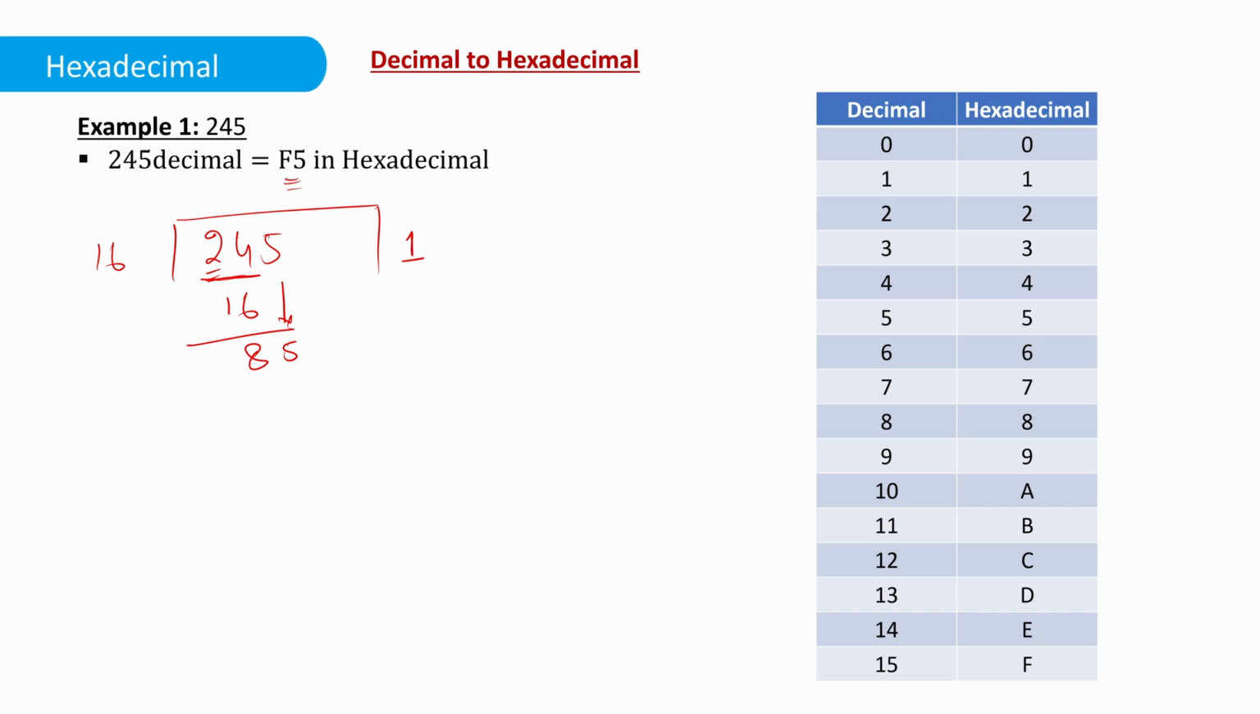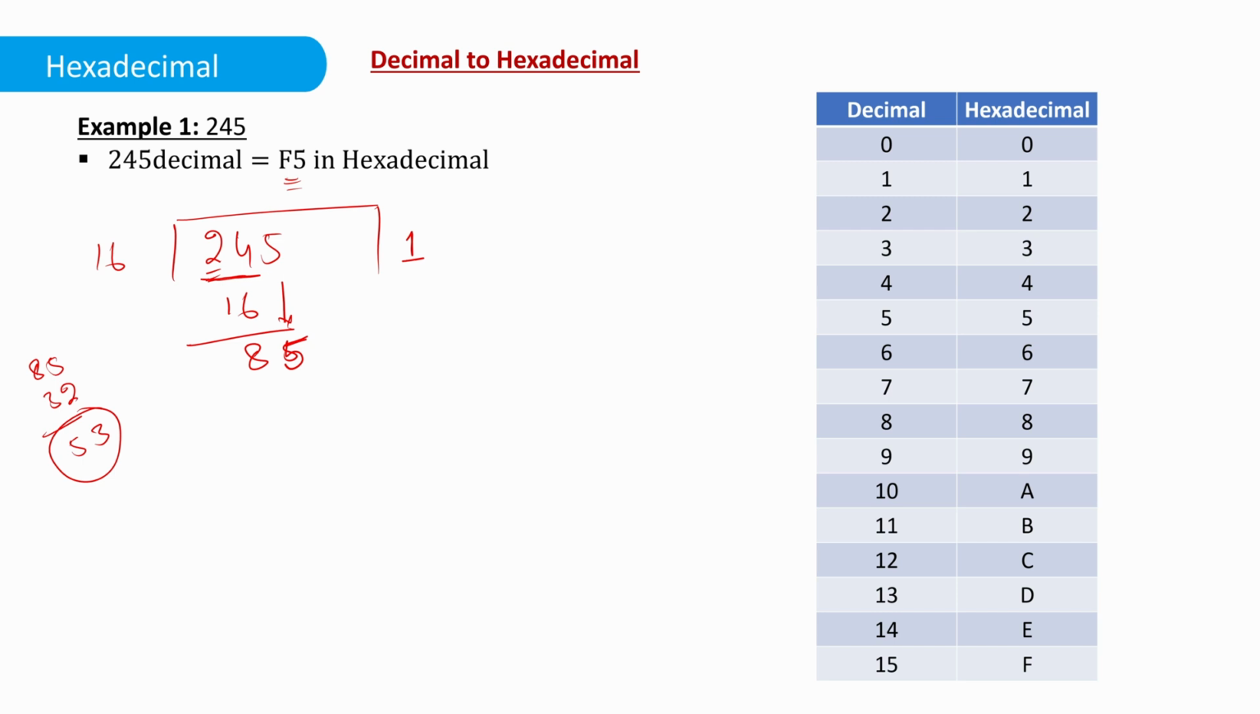What is the next step? Now I'm going to multiply this 16 with another digit to obtain the closest value to this 85. If I do 16 times 2, this will be 32, right? So 85 minus 32 will be 53. This value is still larger than 16, so we don't need that. We have to be as close as possible so the remainder can be less than 16.